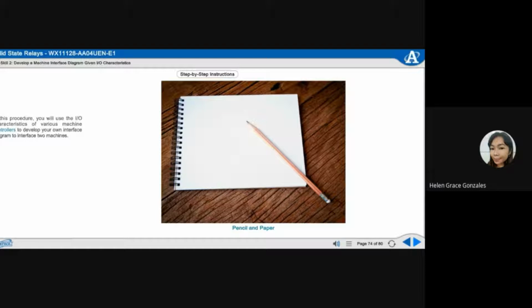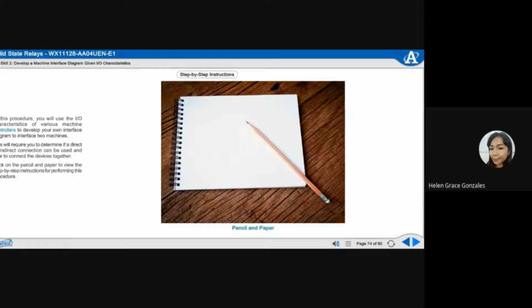In this procedure, you will use the I/O characteristics of various machine controllers to develop your own interface diagram to interface two machines. This will require you to determine if a direct or indirect connection can be used and how to connect the devices together. Click on the pencil and paper to view the step-by-step instructions for performing this procedure.